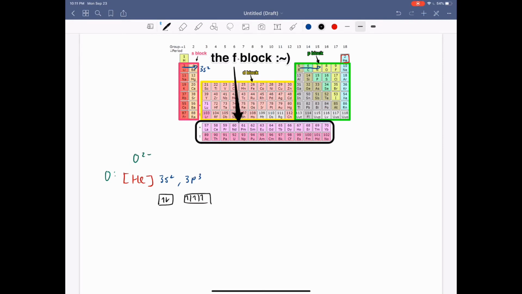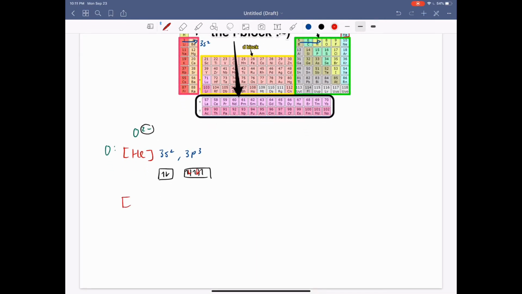I want you to take a look at the oxygen anion. You can see that there's a 2 minus charge. Well, what does that mean? It means there's an extra 2 electrons. Where would we put the electrons? We'd put them in our outermost orbital. So, we do this. That is essentially our electron configuration for our oxygen anion. So we'd write it like this: helium, 3s2, 3p5. That's our new configuration.